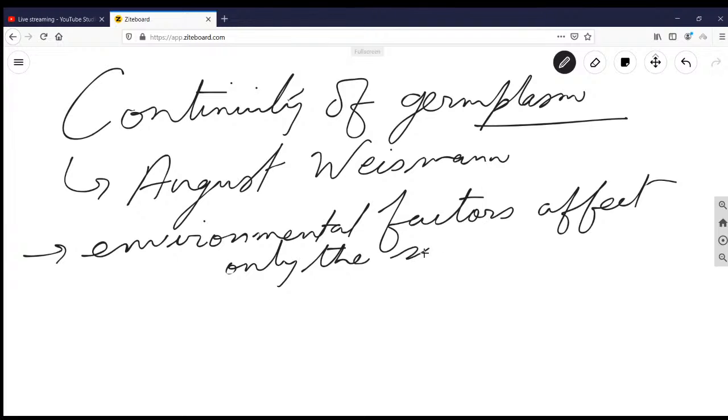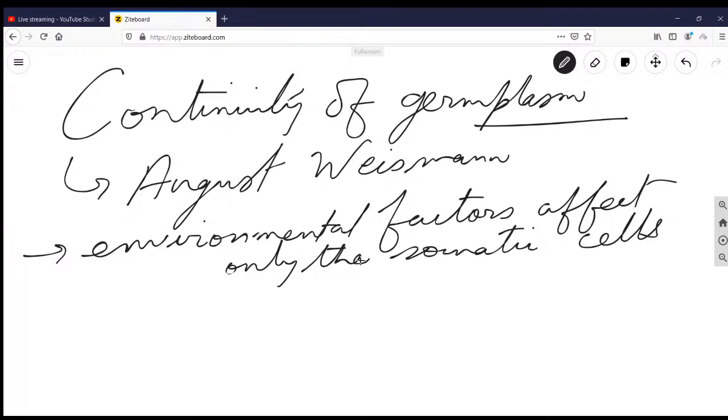Only the somatic cells. Okay. And as the link between the generations is only through the germ cells, and the somatic cells are not transmitted at all to the next generation, the acquired characters must be lost with the death of an organism, so that they should not have any role in evolution, which is completely true.